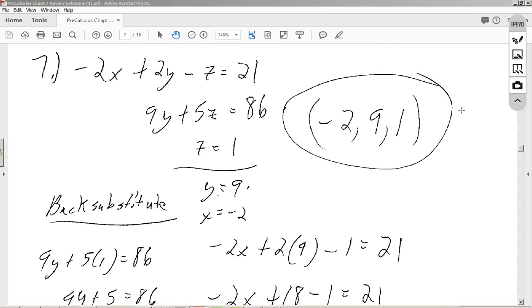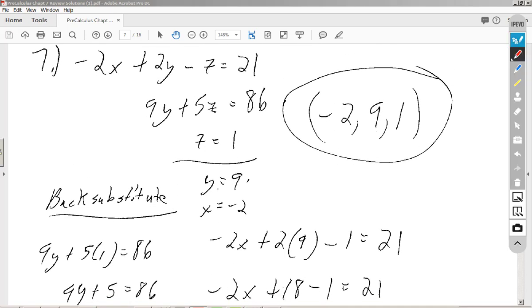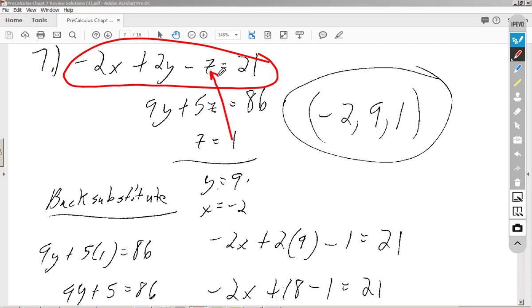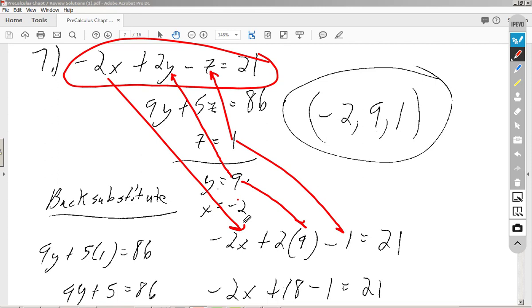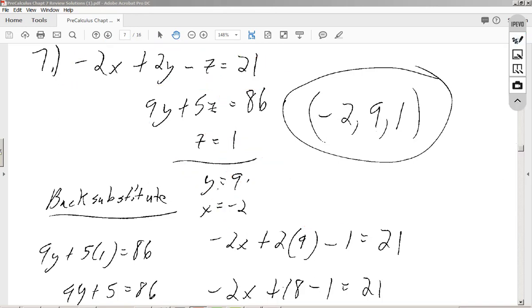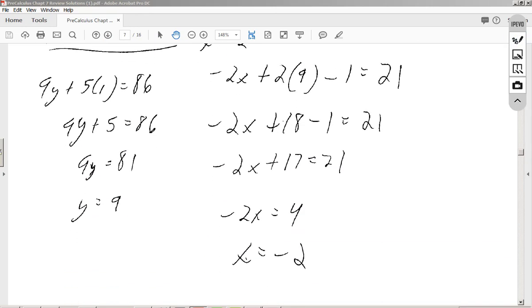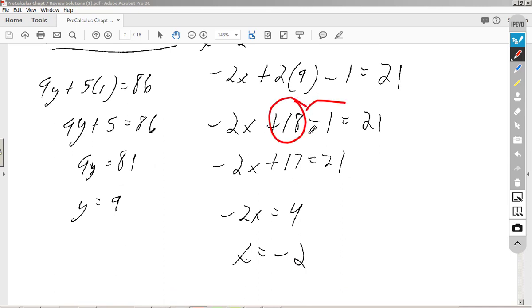So going back to my original equation, the very first equation, which is negative 2x plus 2y minus z equals 21. Now I'm going to substitute in 1 in place of my z, and 9 in place of y. And so you're going to notice, writing my equation down here, I now have negative 2x plus 2 times 9 minus 1 all equals 21. I just need to go ahead and solve this equation. So I take 2 times 9, and I get 18. I still have my minus 1, I still have my negative 2x, and that all equals 21.